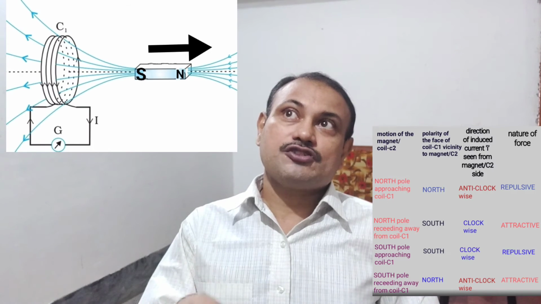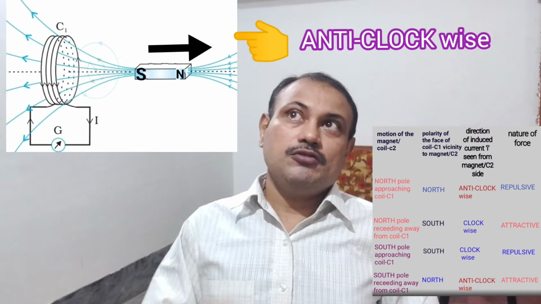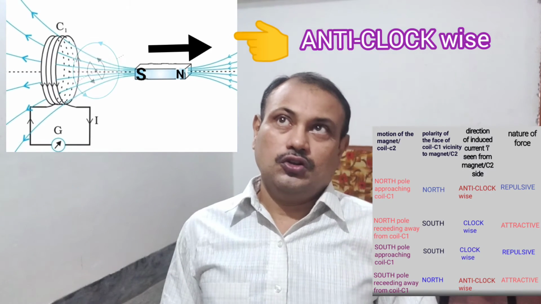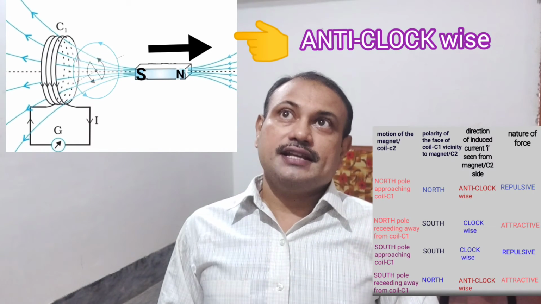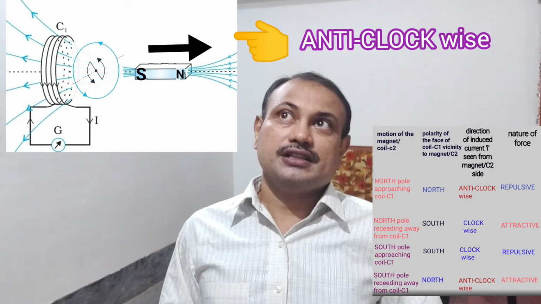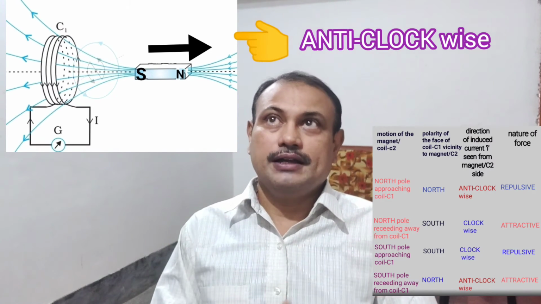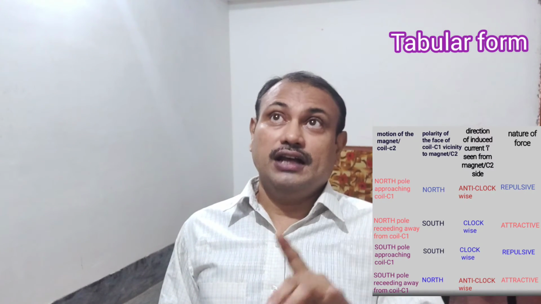And if the south pole is receding away, then the current direction will be reversed, so there will be a deflection in the galvanometer, and there will be development of a north pole, and that is possible if the current is anti-clockwise. If you are standing on the magnet side and observing, the current will be anti-clockwise and the force is attractive. This we have represented in a tabular form, and the concept we learned is that the magnet can always be replaced by a current carrying coil.